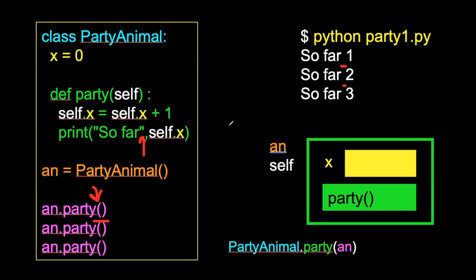So this is what happens. And self is a pointer pointing to itself. Even though there is no self here, it's implicitly passed into the party when it is invoked. Okay, does it make sense? Any questions about this? All right, let's move on to the next one.